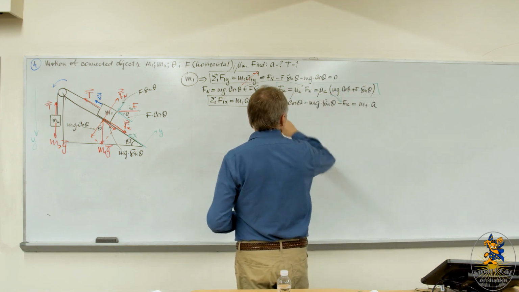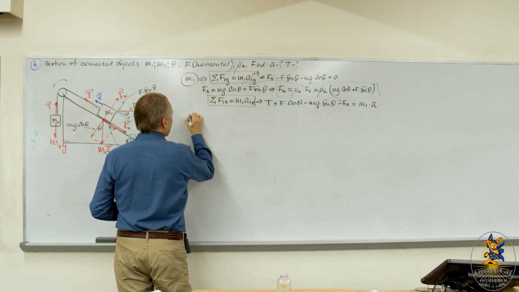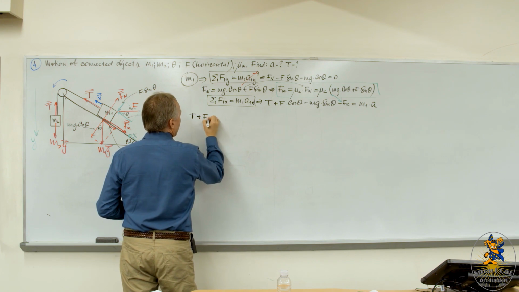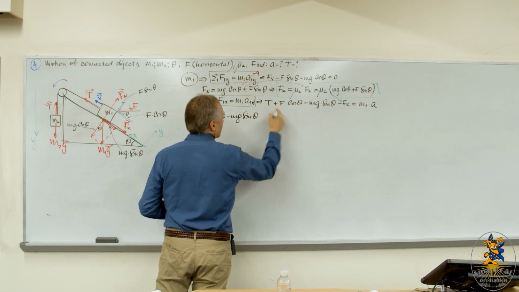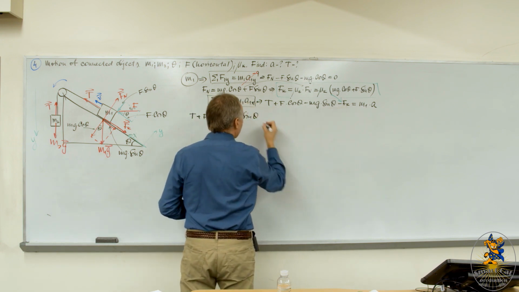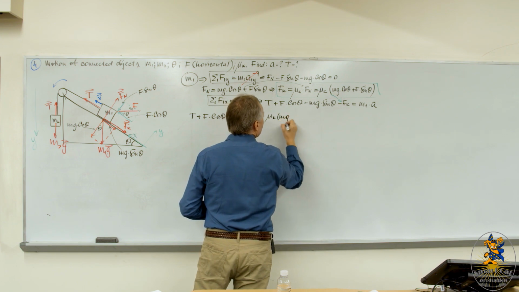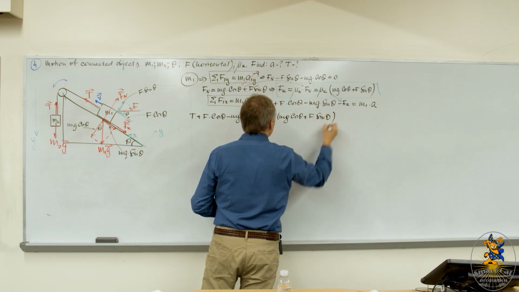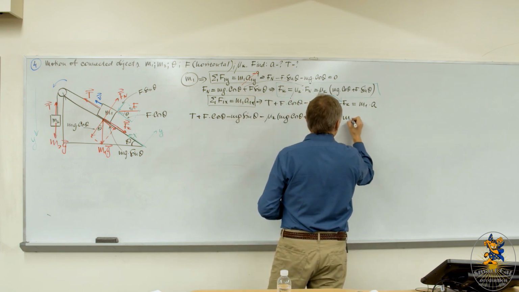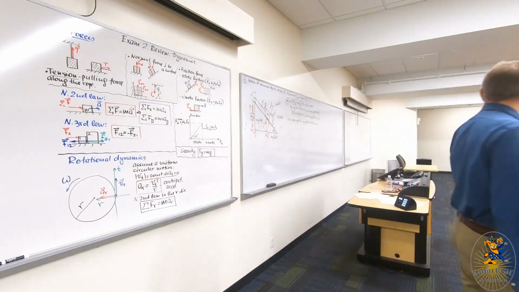All right. Okay, so now let me rewrite it all. So it will be lots of terms. T plus F cosine theta minus mg sine theta. I just rewrote these three terms, and now instead of that force, it will be minus mu k times (mg cosine theta plus F sine theta) equals m1 times acceleration. Lots of rewriting. That's the only complication.